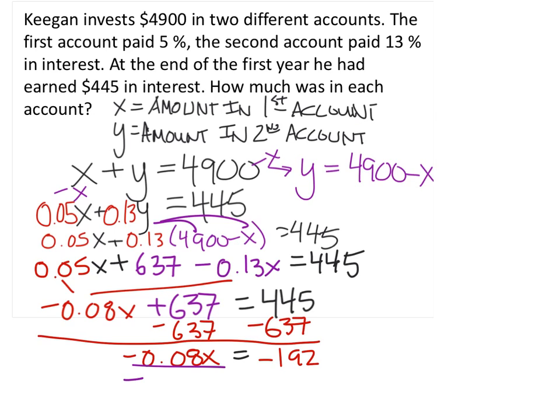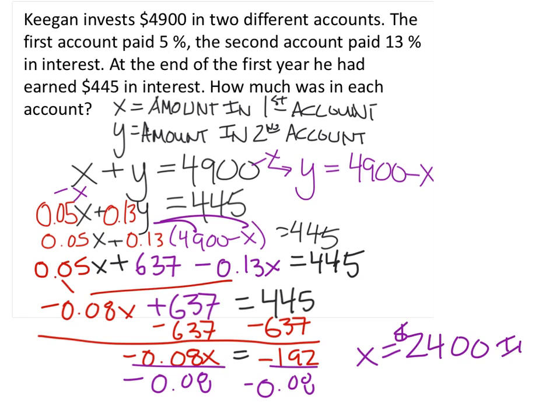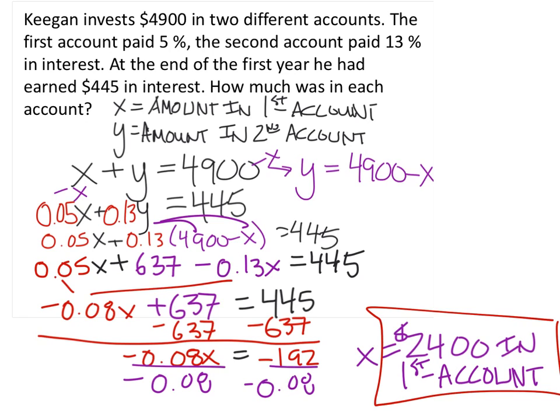Finally, to solve this, we would just divide both sides by negative 0.08, and that would tell us that x equals an even $2,400. So it's $2,400 in the first account, which we know from how it was defined in the beginning here.